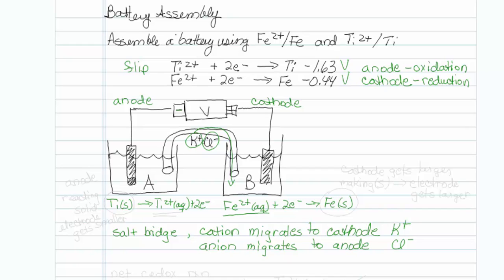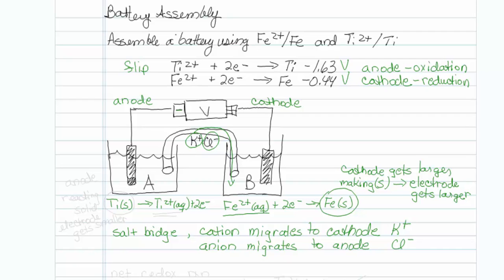Let's see. In which compartment does the metal electrode become smaller as the reaction proceeds? Let's look at each reaction. In a particular reaction, if I am making solid, this means my electrode gets larger. So, the cathode is going to get larger as the reaction occurs.